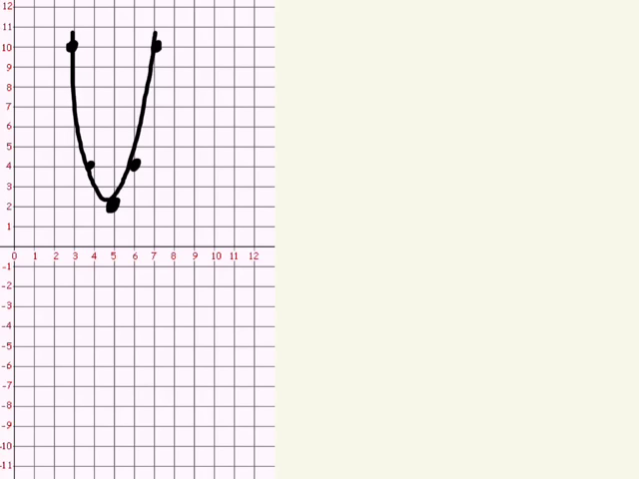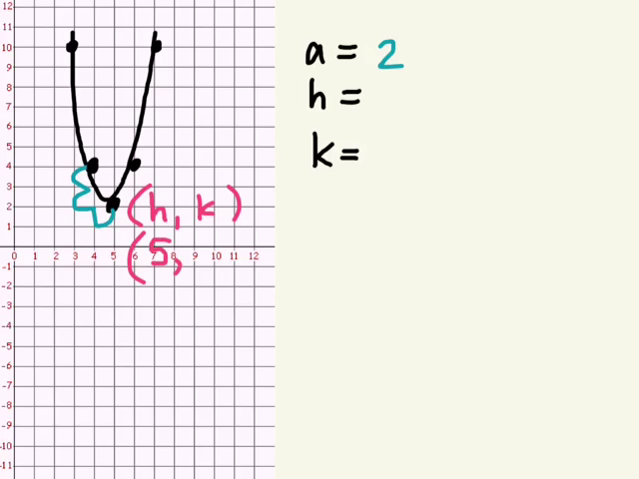So now working backwards, if you're given the graph and I ask you to tell me what A, H, and K are equal to, how do we find A? We have to count the step pattern. So start at the vertex. I'm going over 1. How many did I go up? So A is 2. How do I find H and K? What do H and K represent on the graph? H and K is the vertex, right? Where's the vertex located? 5. Okay, so h is 5 and k is 2.